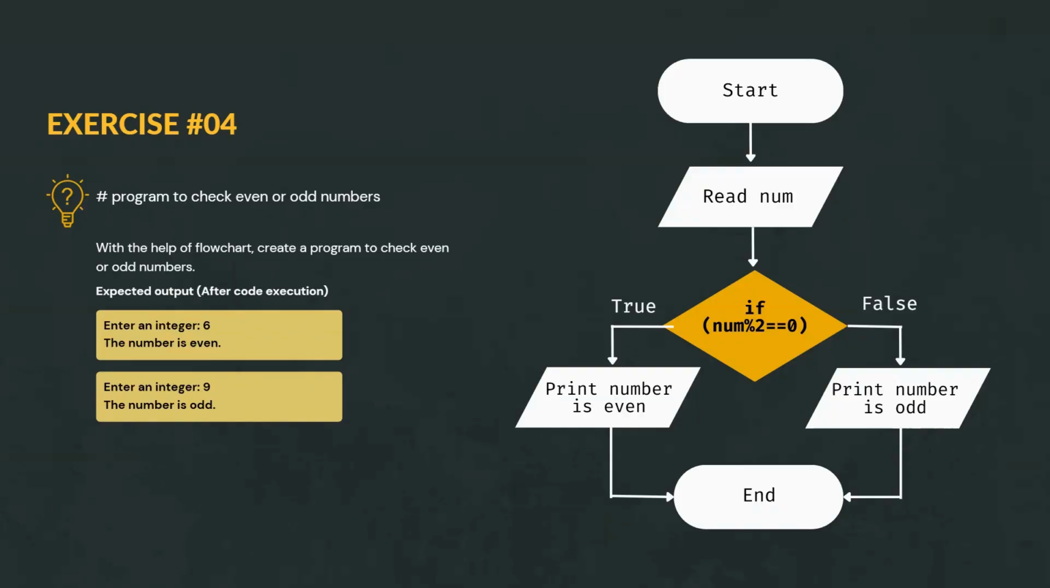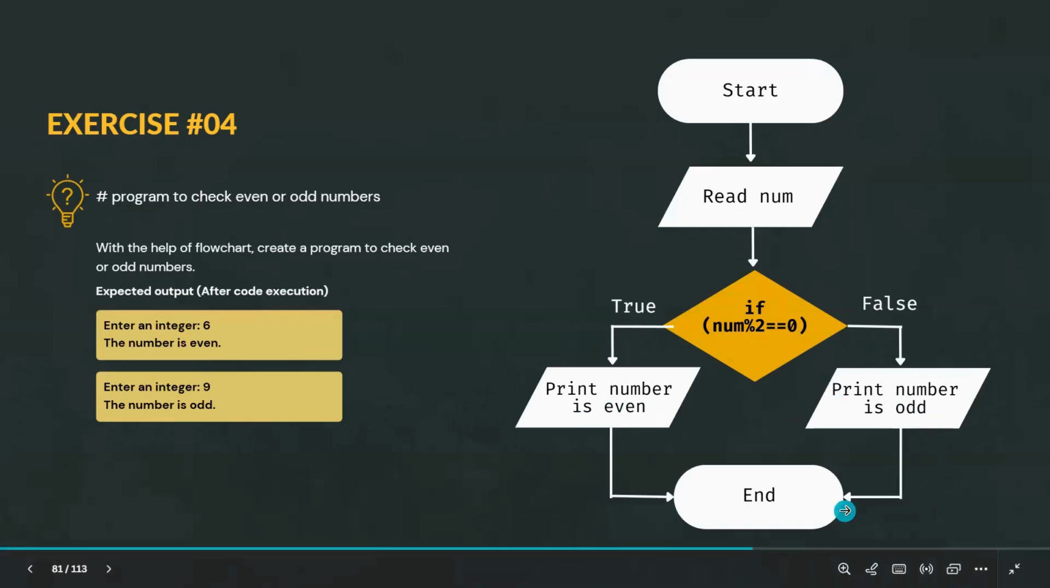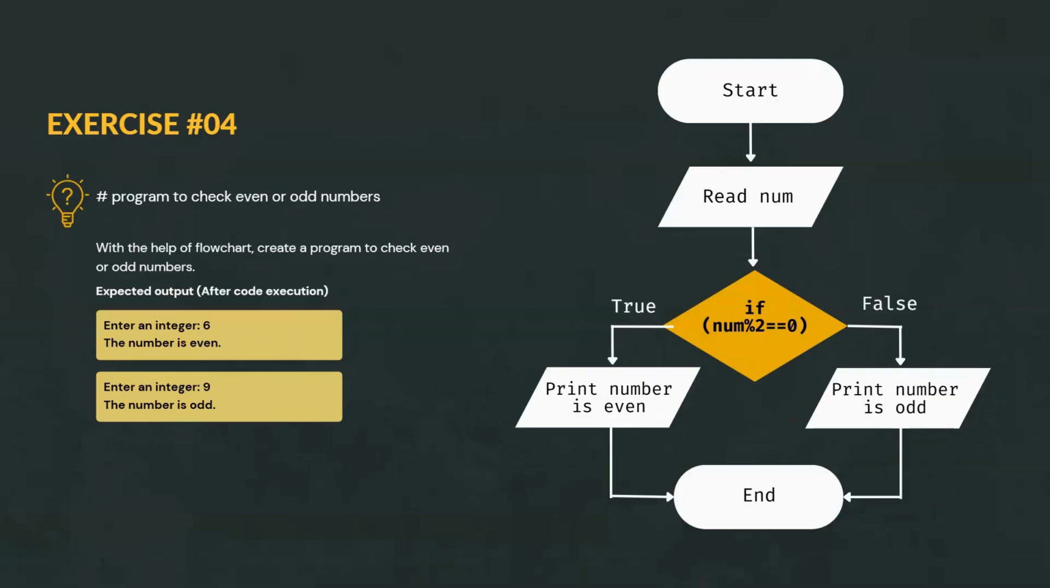Before coding, let's quickly look at the flowchart. Always remember, a flowchart is like your Google Maps for coding. It shows you the path clearly. So here, if you observe the flowchart, we'll start the program and then we'll get the number. And if the number mod 2 equals 0, then we consider it as true. And if it is not 0, then we consider it as false. So if it is true, we'll print the number is even, else the number is odd, and then we will end the program. Simple, right?